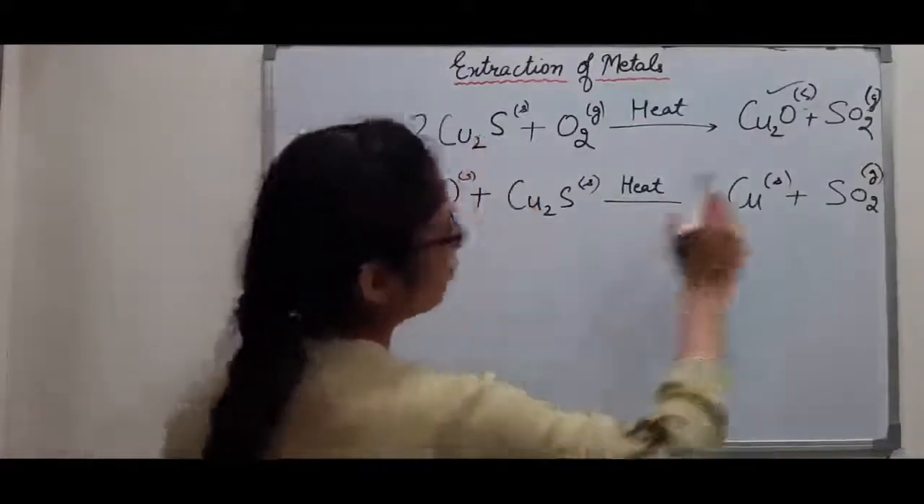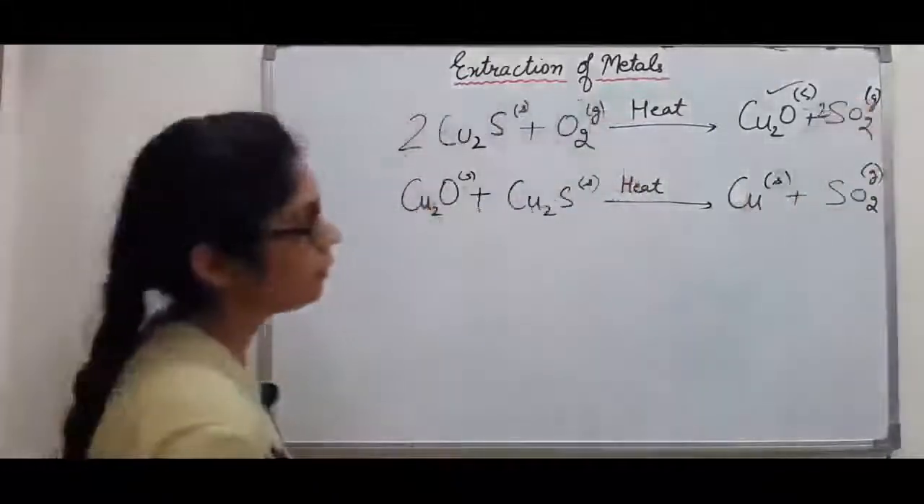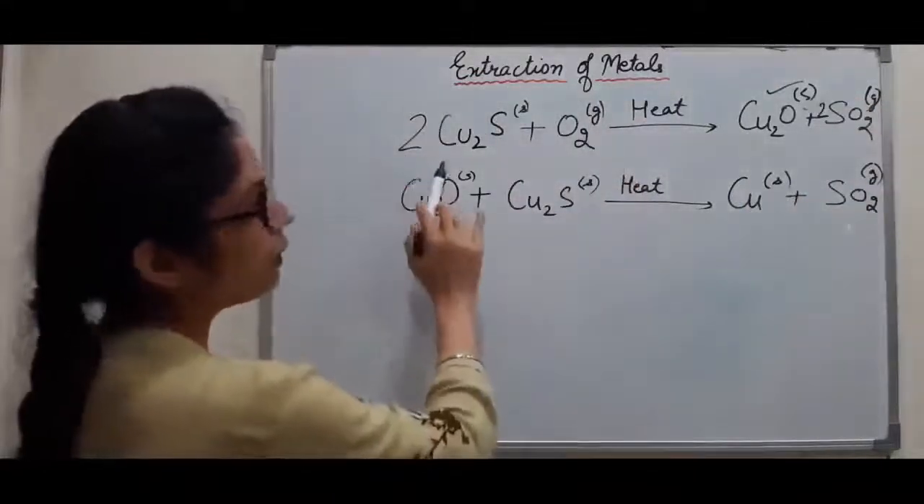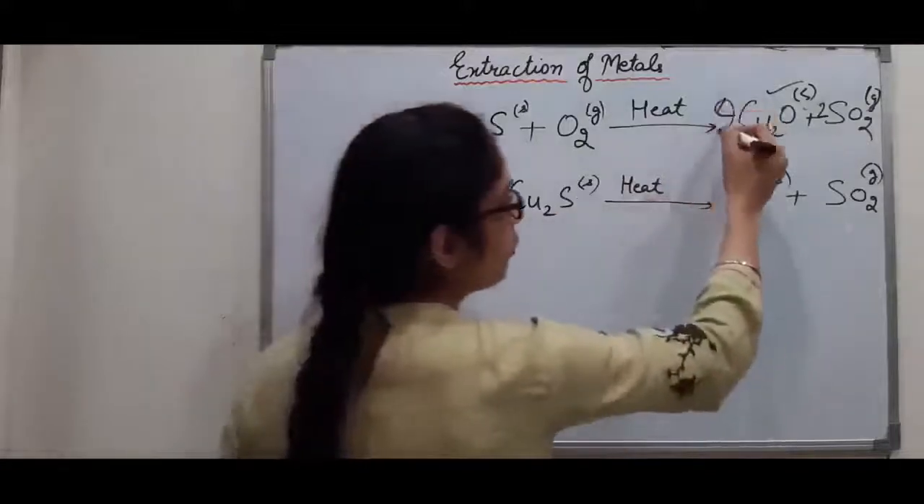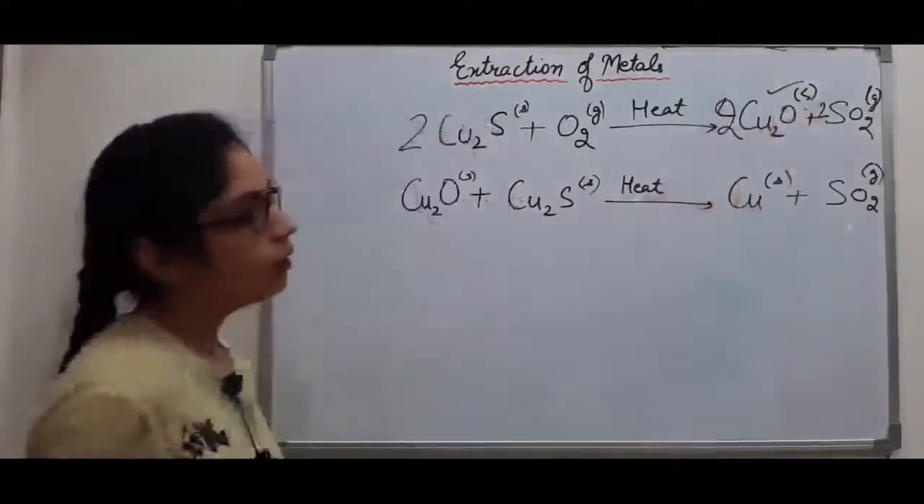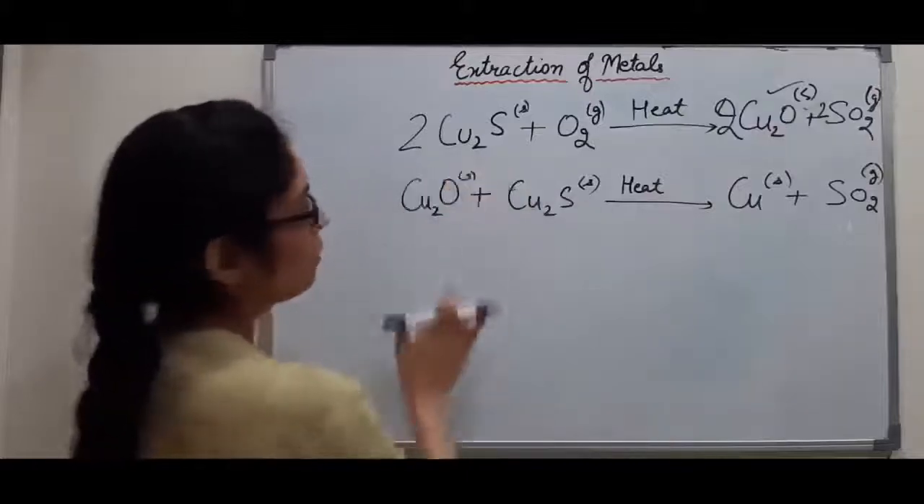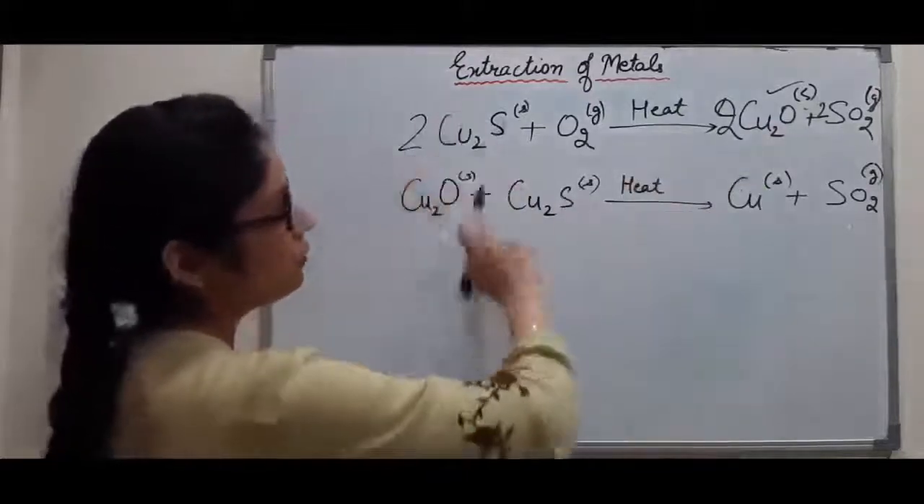So 2 sulfur, here we can write 2 atoms of sulfur, 2 here. Copper, now it is 2 into 2, it is 4. So we can write 2 over here. 2 into 2, 4. So 4 atoms of copper on both sides, 2 atoms of sulfur on both sides.